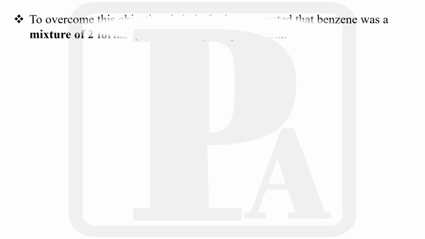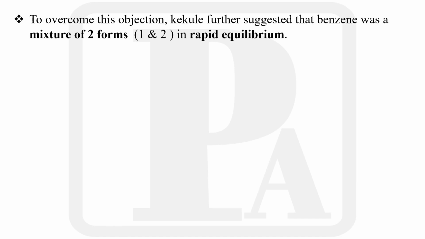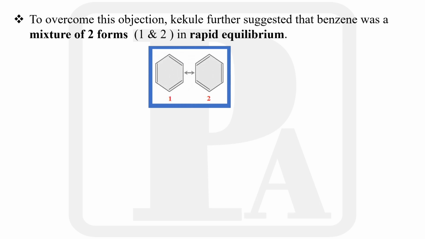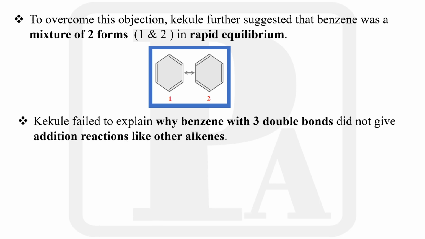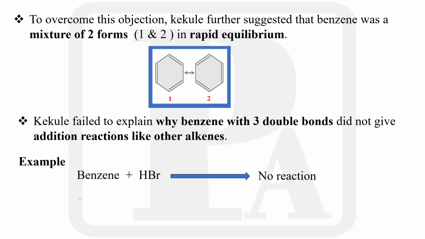To overcome the problems faced by Kekulé, he suggested that benzene is a mixture of two forms in rapid equilibrium. Already we have seen the two resonating structures, those two forms. He also failed to explain one point: benzene has 3 double bonds, but it does not undergo addition reactions like other alkenes. For example, it will not react with HBr, and it will not react with bromine in the presence of CCl4.